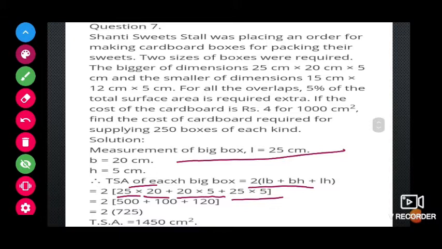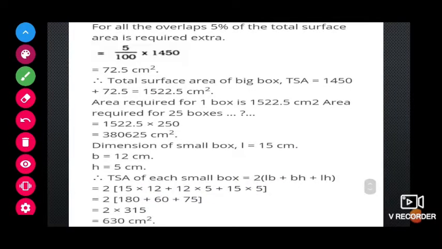We will get 2 into (500 plus 100 plus 125). Here it's 125, not 120. Then we will get 725. 2 into 725 is 1450. Next we will go for the next. For the overlaps, 5% of the total surface area is extra.